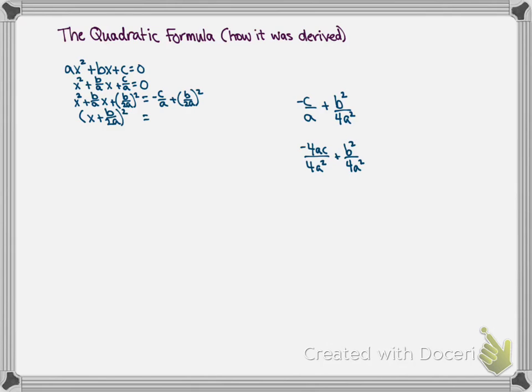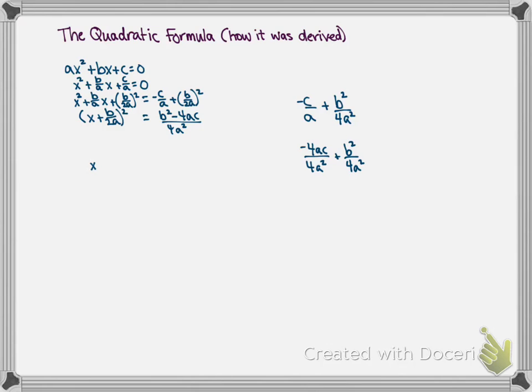And now, with a common denominator, I can combine them into one fraction. I'm going to do that and switch the order so that the b squared is first. So b squared minus 4ac all over 4a squared. Okay, now this is a quadratic equation that we're going to solve by taking the square root of both sides.